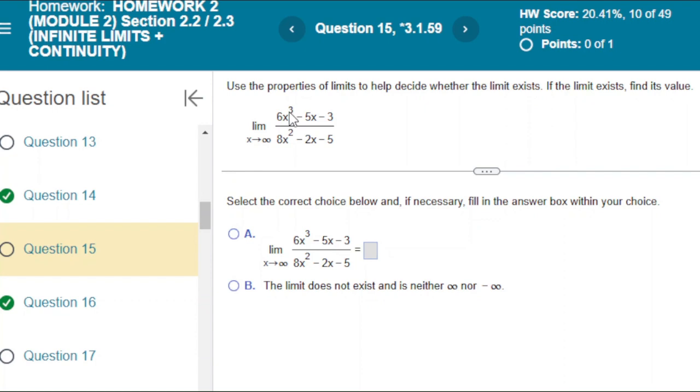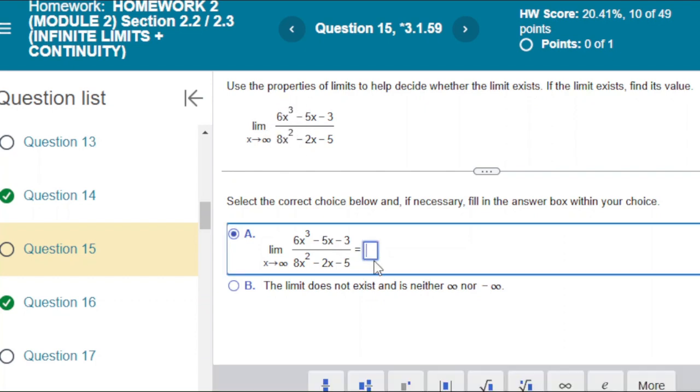If you plugged it in here, 100 cubed, that's positive, times 6, that's positive. So you get a big positive number up there. Well, if you plug in 100 there, 100 squared is positive, times 8, that's positive. So when you divide those out, you're going to have a positive over a positive. And again, you could ignore these lower degree terms, because as x gets bigger and bigger and bigger, these lower degree terms don't matter so much. So the fact we had positive infinity up here and a positive down there means it's going to approach positive infinity.